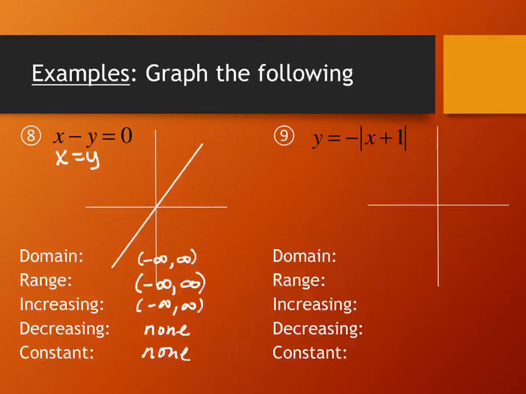All right. Now the next equation is much more interesting. On this next equation, you have those absolute values. So the basic shape's going to be a V because there's an absolute value here.